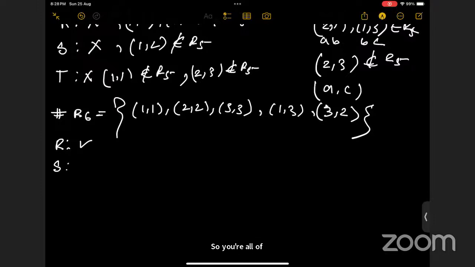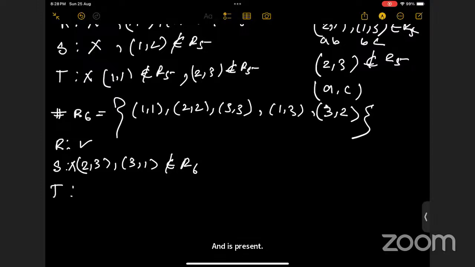Is it symmetric? No, ma'am. Why? 2, 3 is present but 3, 2 is missing. 3, 1 is also missing. 2, 3 is missing. 3, 1 is missing. Right, very good. So it is not symmetric.